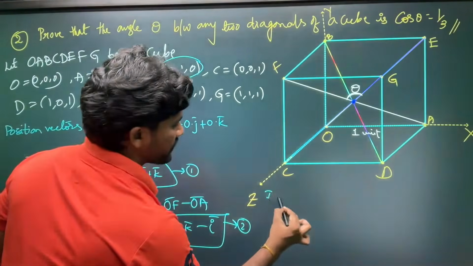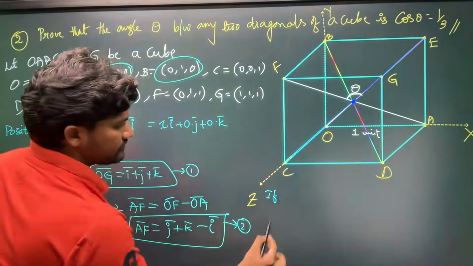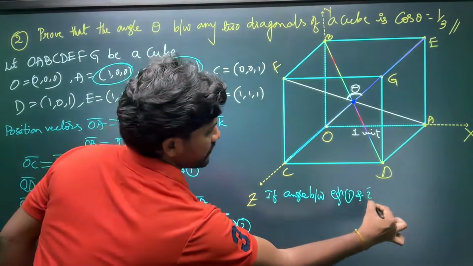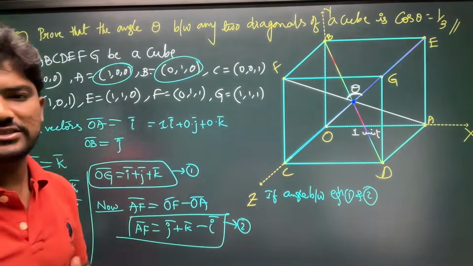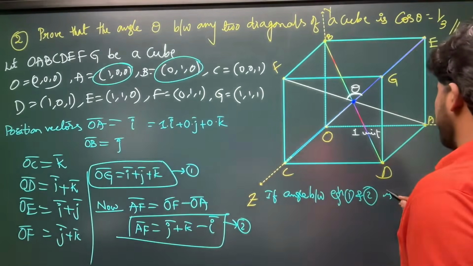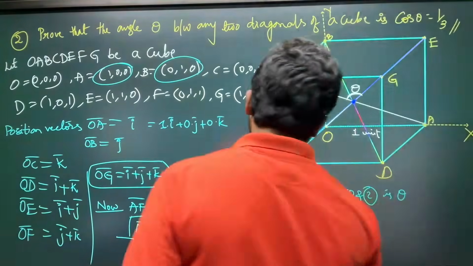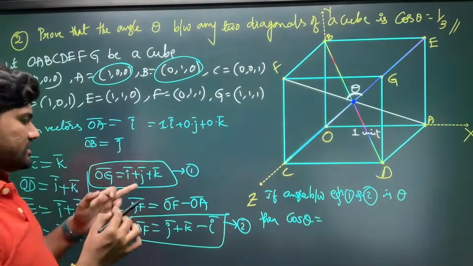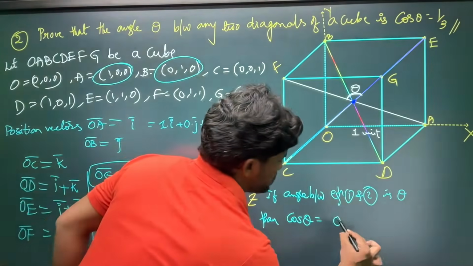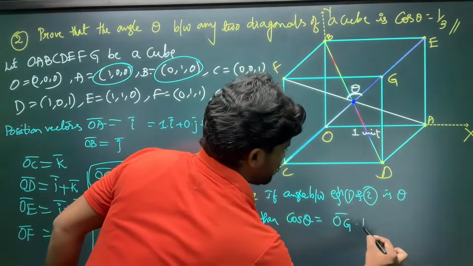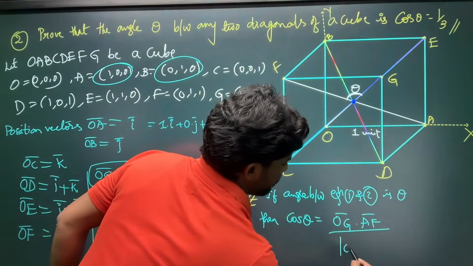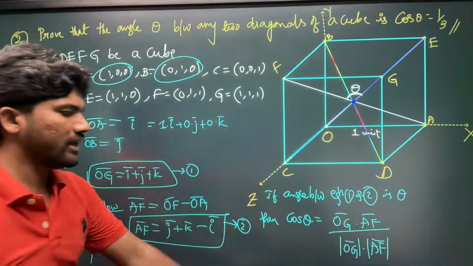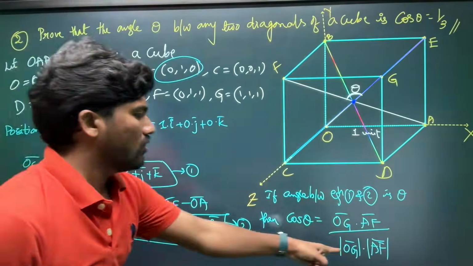Now if the angle between equation number 1 and equation number 2, the two diagonals, is theta, then the cos theta formula is: cos theta is equal to the first vector dot the second vector, OG bar dot AF bar, divided by mod OG bar times mod AF bar. Okay, so this is the formula. Clear?